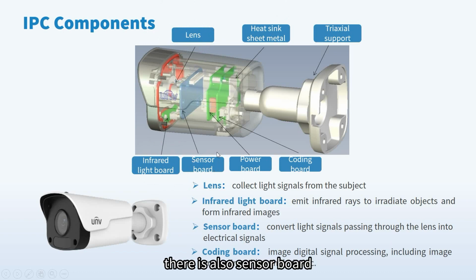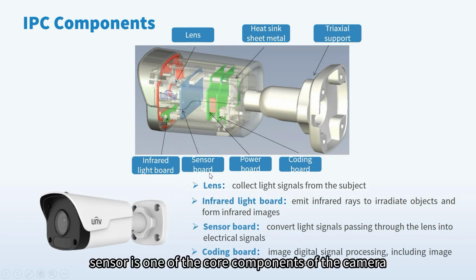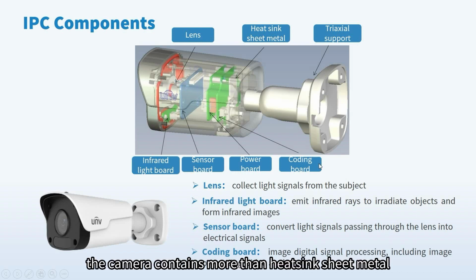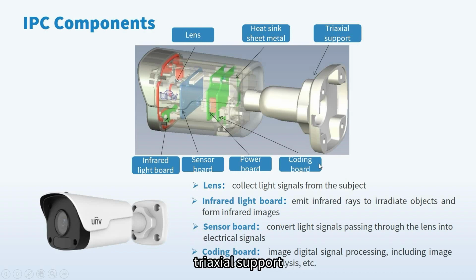There is also sensor board. Sensor is one of the core components of the camera, responsible for converting the optical signal passing through the lens into an electrical signal. It is also worth mentioning the coding board. It mainly integrates a SoC chip, which is responsible for image digital signal processing, including image processing, video analysis, and so on. In addition, the camera contains more, such as heatsink, sheet metal, triaxial support, power board, and so on.